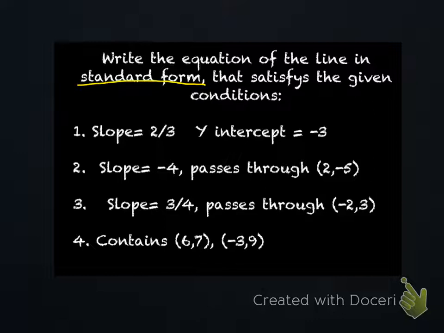So let's just jump right in. Write the equation of the line in standard form that satisfies the given conditions. Number one, we're going to do slope is 2/3. The y-intercept is 3.